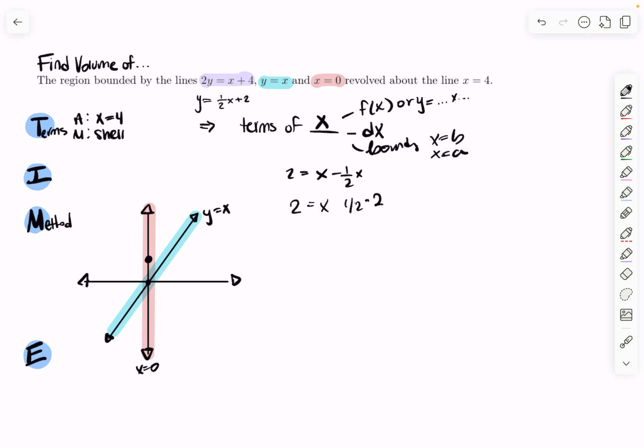To get rid of this, you could do times 2 on both sides, gets rid of this, and you're left with x is equal to 4. So they intersect at x is equal to 4. So let's say that's 1, 2, 3, 4. Let's say 4 is right here. So they're intersecting this way.